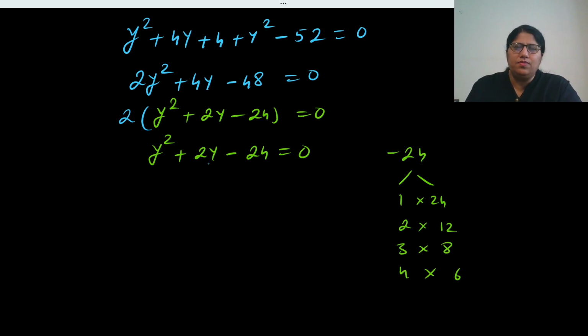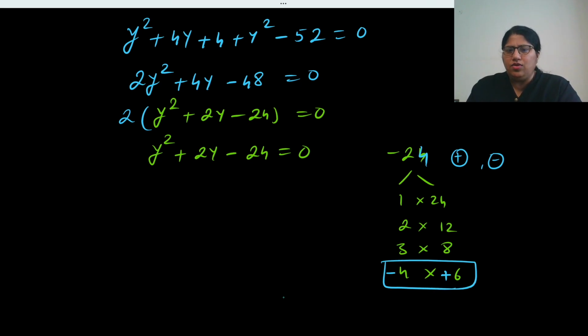So out of this, because my sum should be plus 2 and the product should be minus 24, that means it will be one positive value and one negative value, then only the product can be negative. So look here, in which case you will get 2 here, this one. So here it will be plus 6 and minus 4, which is going to give a product of minus 24, and the sum is going to be plus 2.